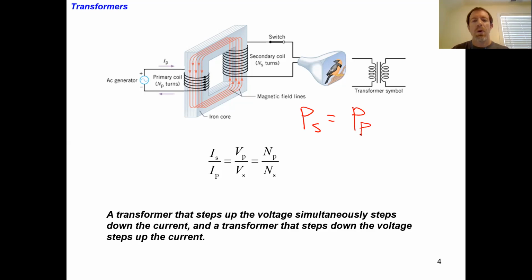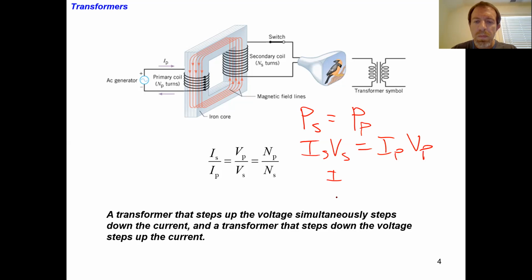Now, again, this is a perfect world, but assuming that we know an equation for power when we're dealing with currents. Power is equal to what? Current times voltage. So we can plug that in on both sides, and then we can rearrange this equation. IS over IP is equal to VP over VS.